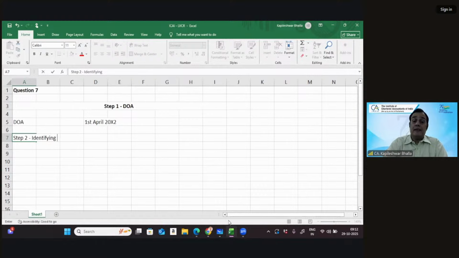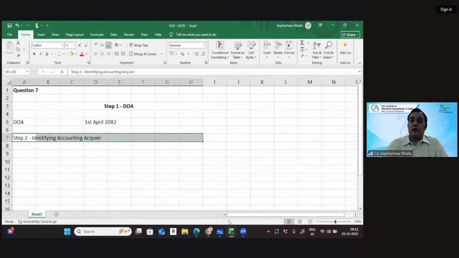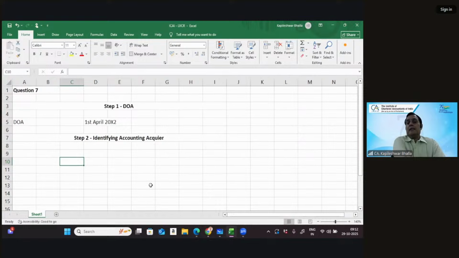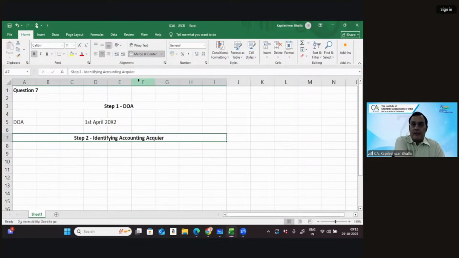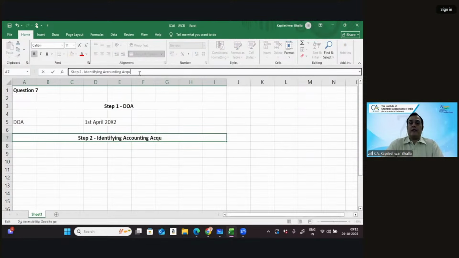You can say the accounting acquirer. This is to me a very crucial step, because when you're looking at step number 2, this is what is going to decide the fate, whether it is going to be acquisition accounting or a reverse acquisition. So this is going to be an important agenda. I think I've written the wrong spelling for acquirer.